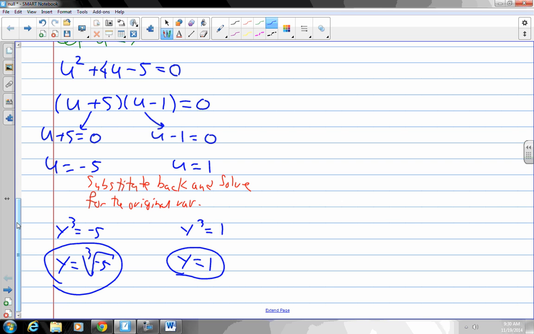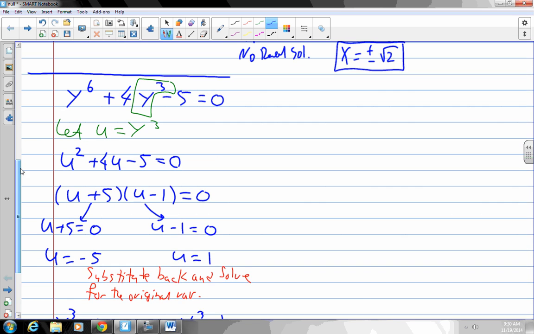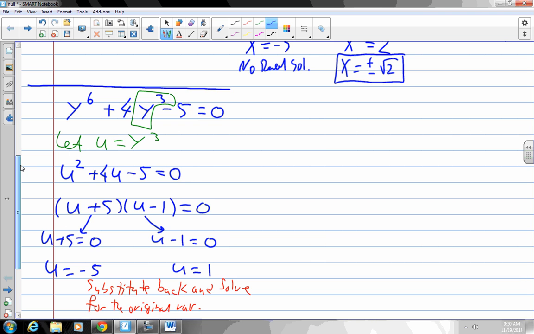So does that process make sense? How you replace a part in the equation with a new dummy variable? You can call it whatever you want. We just called it u. And then you solve in terms of the new dummy variable. And then you go back, resubstitute, and solve for the original variable. Okay? So again, we solved 3, here's 1, 2, 3 easy equations, instead of trying to do the original one straight on.